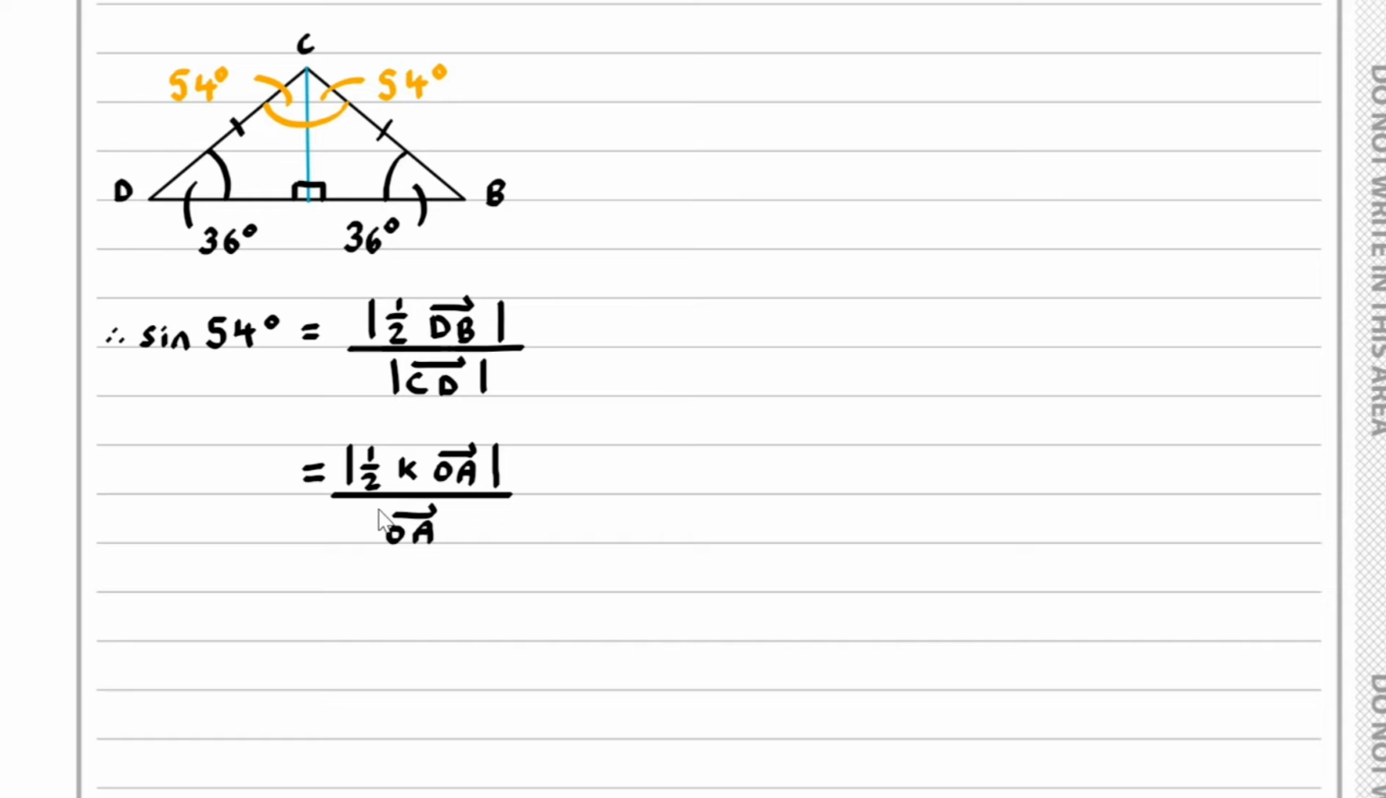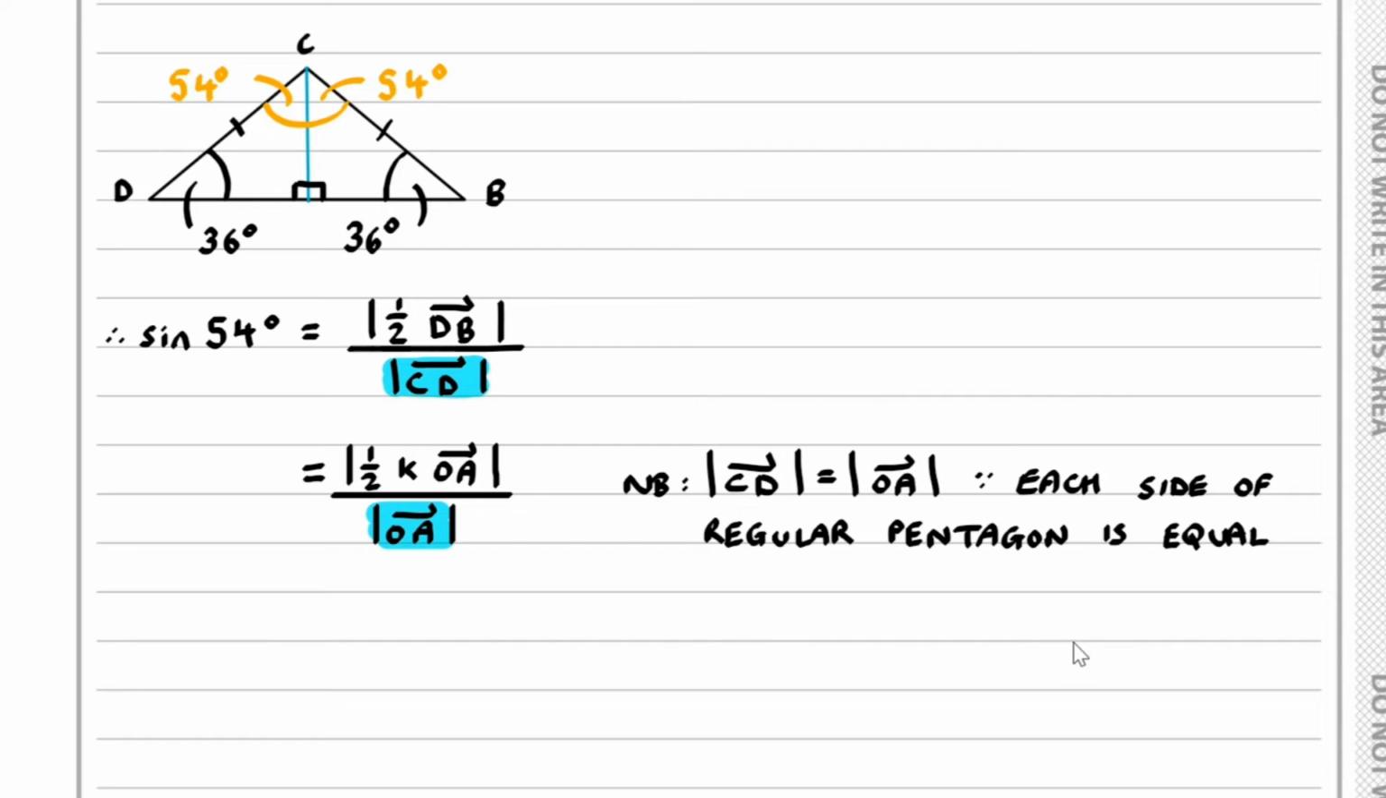Now, why is that the case? Well, the reason this is replacing this is because we are considering magnitudes of vectors, so we're considering lengths, and each side of a regular pentagon is equal. And so with that, what we end up with is a 1/2 k.